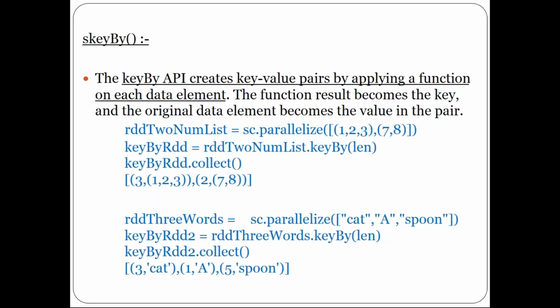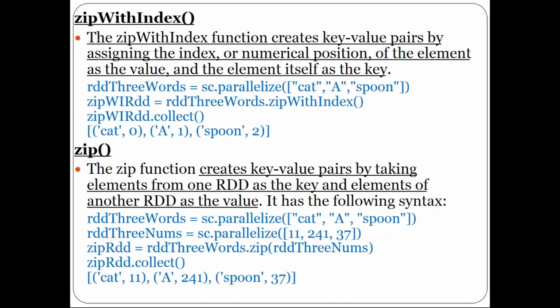Now zipWithIndex. This is not really that important, but you just have to understand it. The zipWithIndex function creates key value pairs by assigning the index, or numerical position, of the element as the value, and the element itself as the key. For example, cat is 1, A is 2, spoon is 3. But while you're talking about key value pairs, your first one always starts with 0. If you're talking about tuples, the first one always starts with _1.